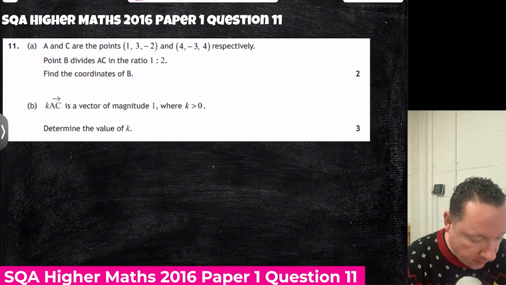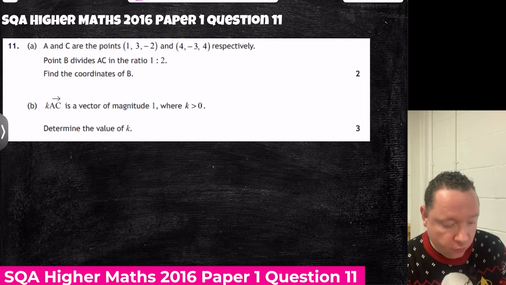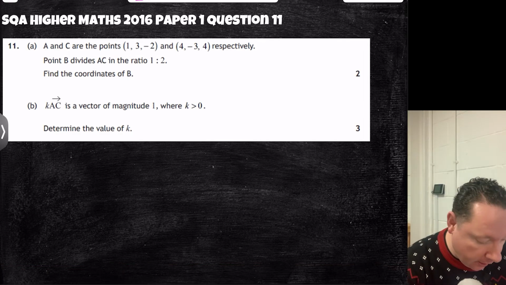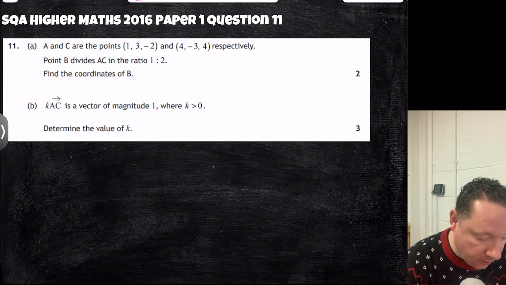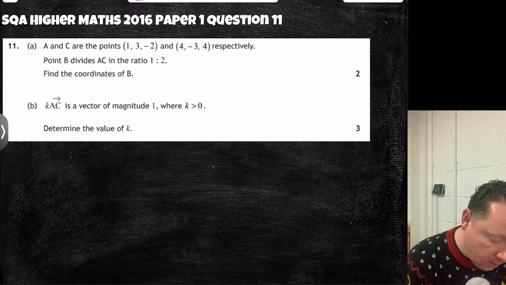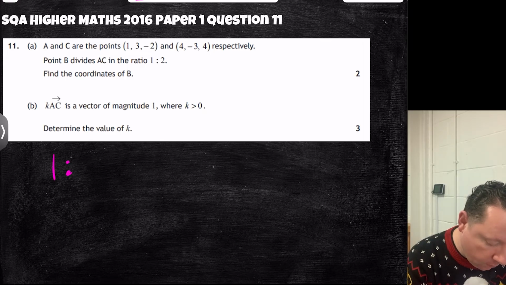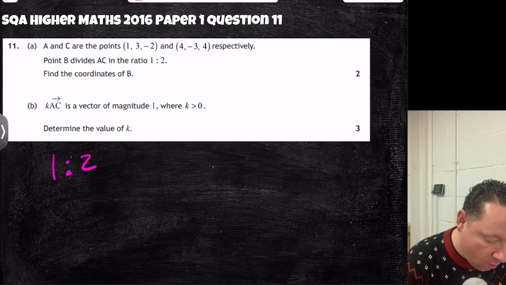SQA Higher Maths 2016, paper 1, question 11. A and C are the points 1, 3, minus 2, and 4, minus 3, 4 respectively. And it says the point B divides the AC in the ratio 1 to 2. Find the coordinates of B. So we have got 1 to 2, and that is the point B dividing it in the ratio 1 to 2. So you can imagine a little picture to help with this.